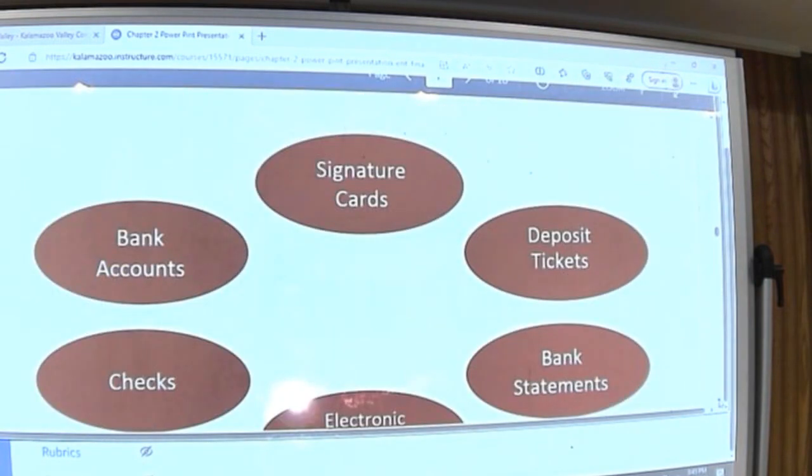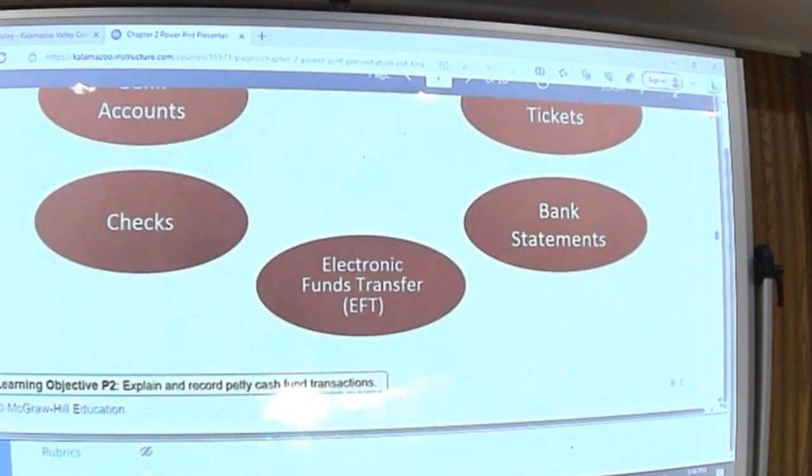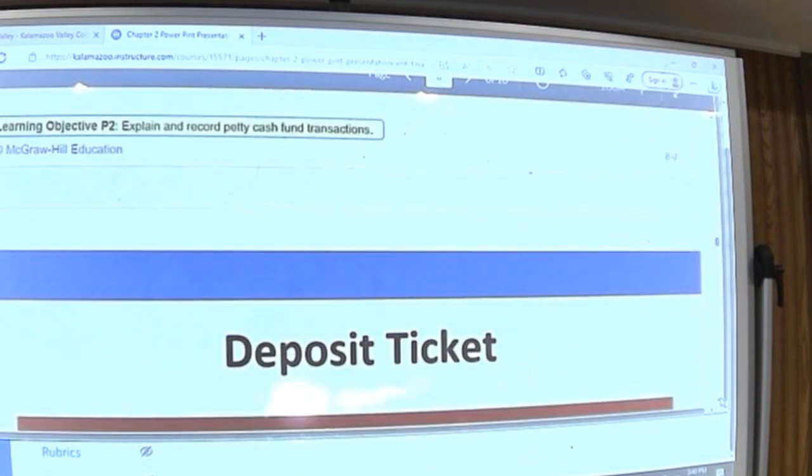There are some services here. You probably all know what these are. Filled out a signature card. You know what a bank account is, I'm sure. You have checking account, deposit tickets. You probably filled those out for yourself. Checks, bank statements, EFTs, electronic funds transfer. So this is kind of redundant for you. I have to apologize for that.